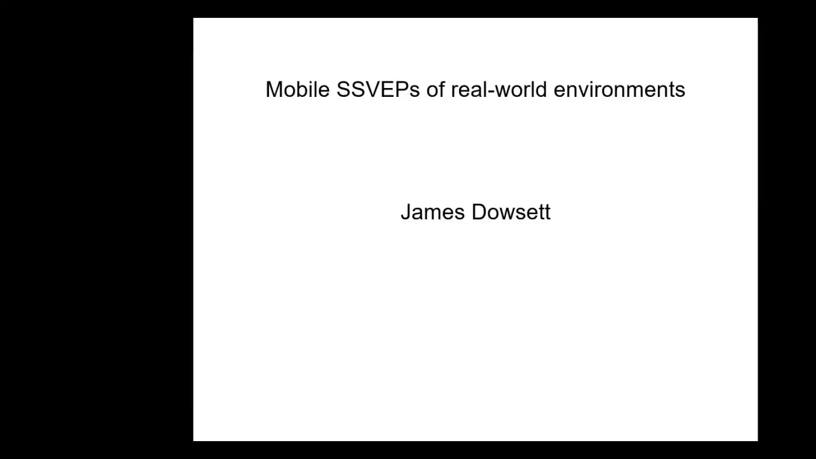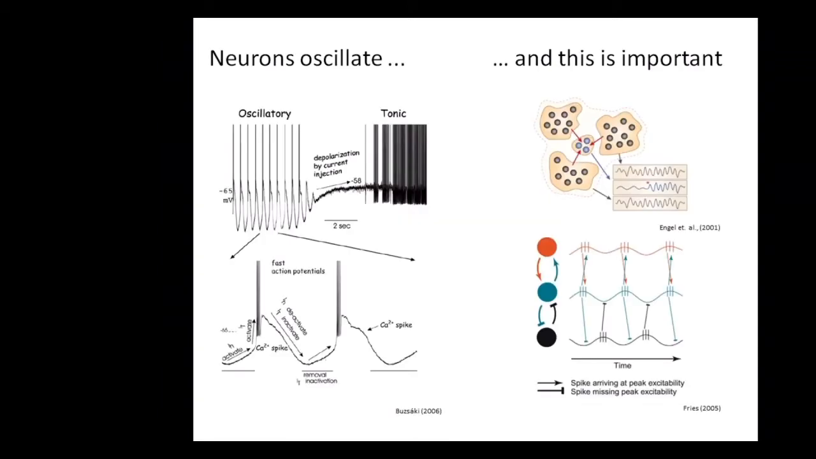Okay, so thank you for that introduction, and thank you for giving me the opportunity to present my research. So the method that I'm working on is mobile SSVEPs. So firstly, why are SSVEPs interesting? Well, what we're really interested in is neural oscillations. So we know that neurons oscillate, populations of neurons oscillate, and neural oscillations are really fundamental to how the brain works. So to understand the brain, we want to study them.